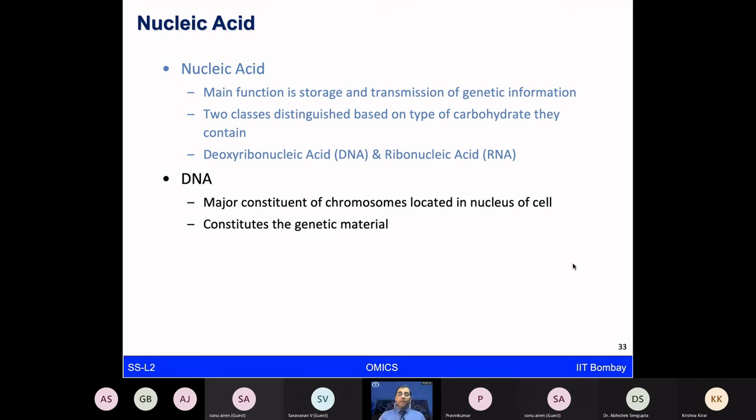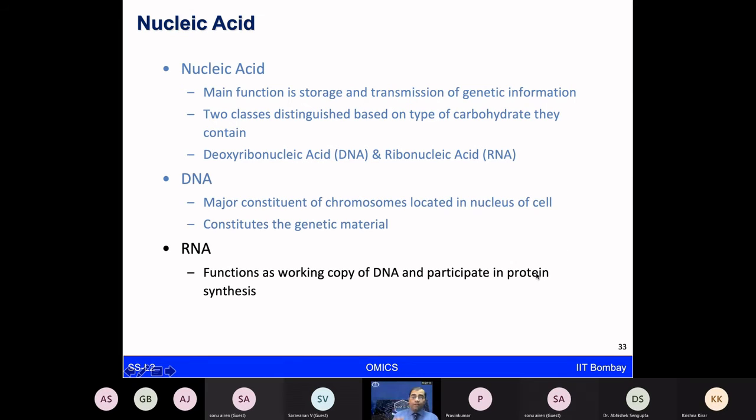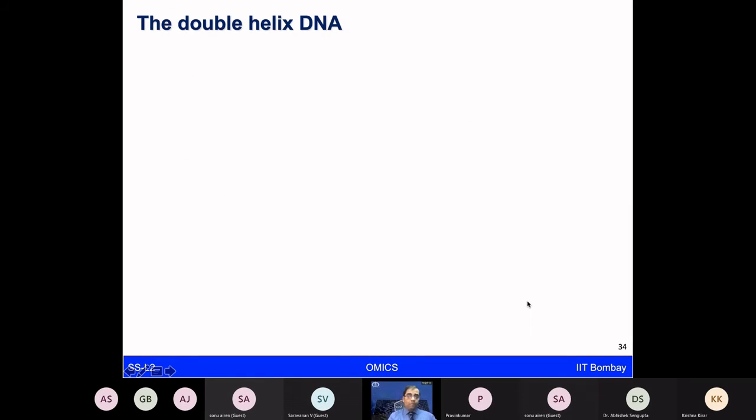DNA is the major component that constitutes the genetic material located in the chromosomes. RNA is the functional copy of the DNA. So all the information from the DNA which is required for the functional activities is synthesized and comes into the RNA form, and from there RNAs are going to participate in protein synthesis.